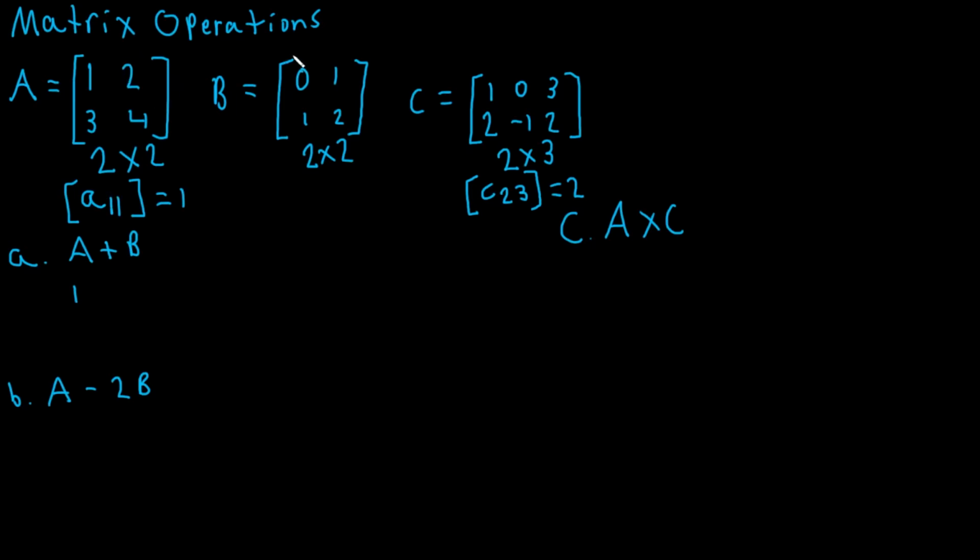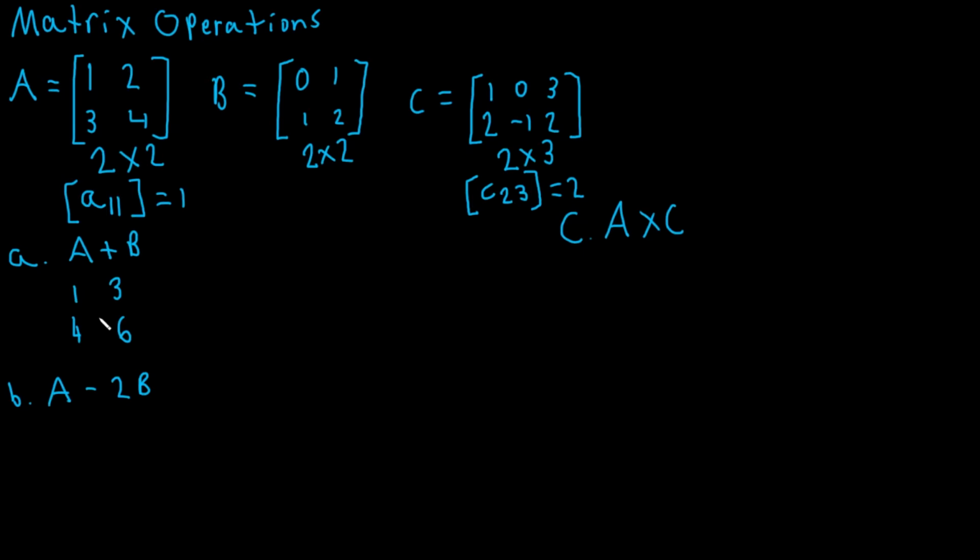We have to add the 2 to a 1 because that's the entry in the same position as the 2 in matrix A. So 2 plus 1 is 3. 3 plus 1 would be 4. And 4 plus 2 would be 6, because all we're really doing is taking all of the entries in their respective positions in matrix A and adding those entries to the entries in matrix B in that same position.